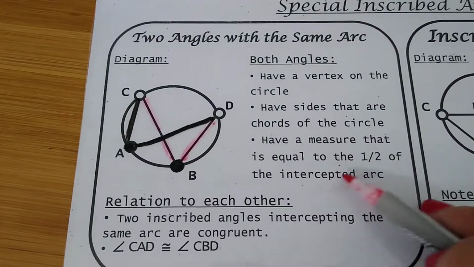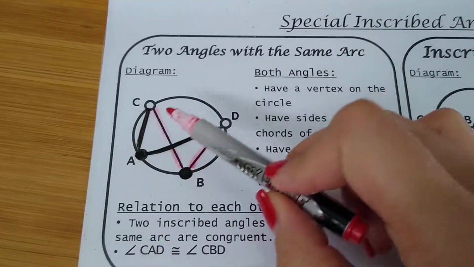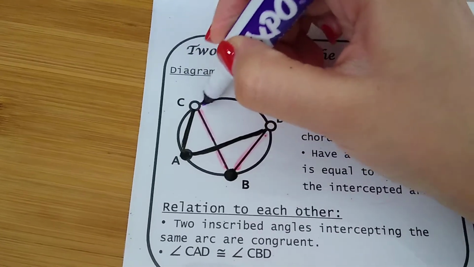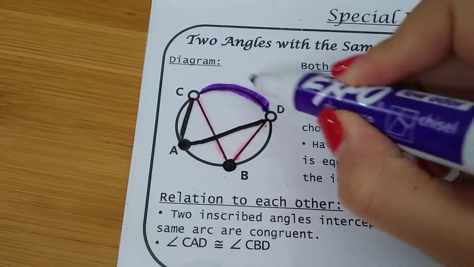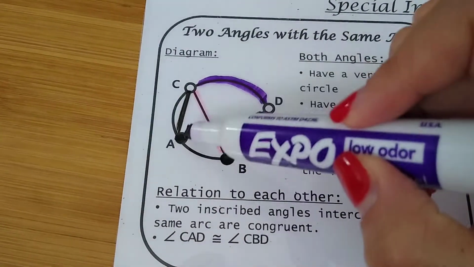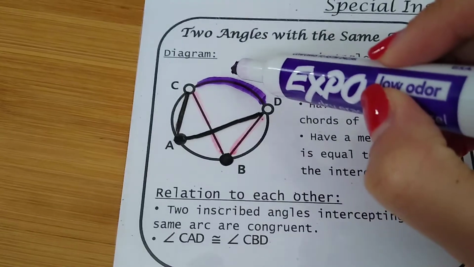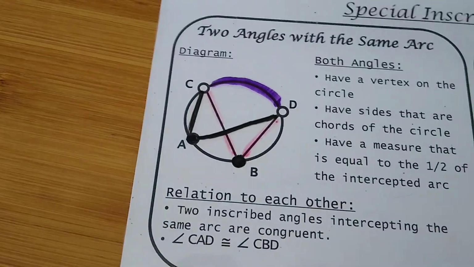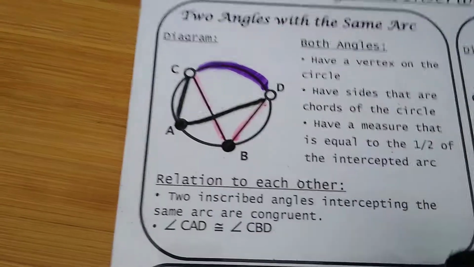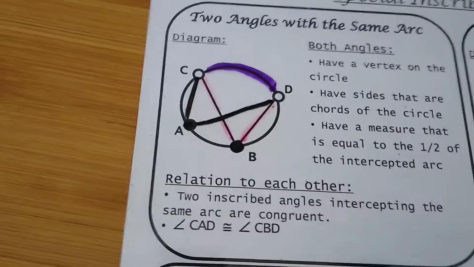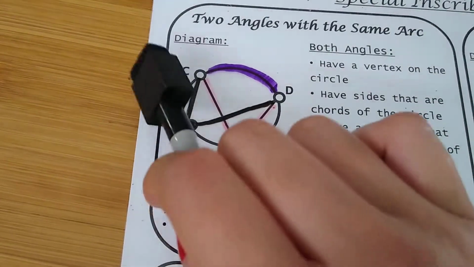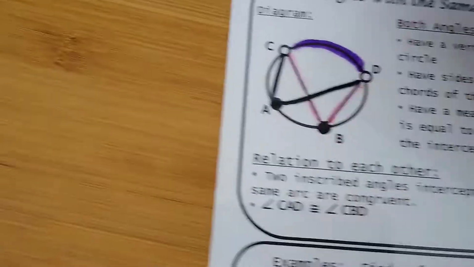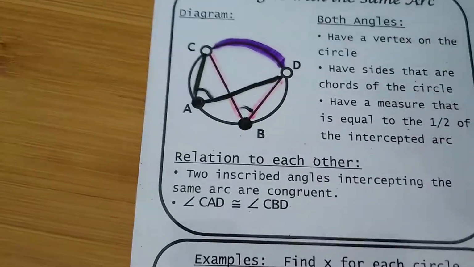They have a measure that is equal to 1/2 of the intercepted arc. So this is still an inscribed angle, right? What's important here is that for both of the angles, the chord still pertains to both of these. For this one, the angle is equal to 1/2 of this arc. For this angle, the measure is equal to 1/2 of this arc as well, arc CD, which is pretty cool. The relation to each other is that two inscribed angles intercepting the same arc are congruent. So the angle CAD, what's in black, is congruent to CBD. Let's note that this angle is congruent to that angle.